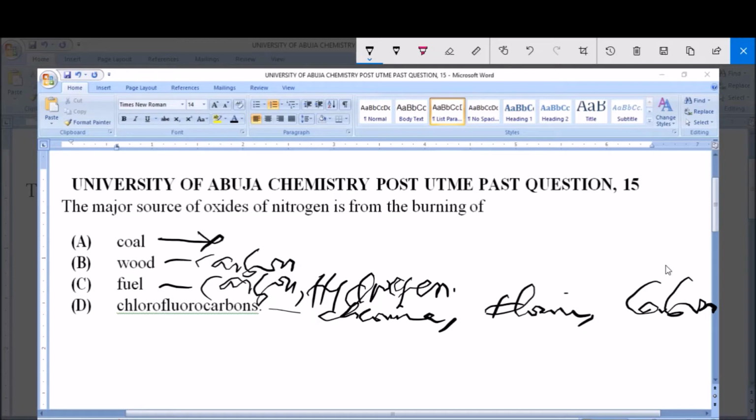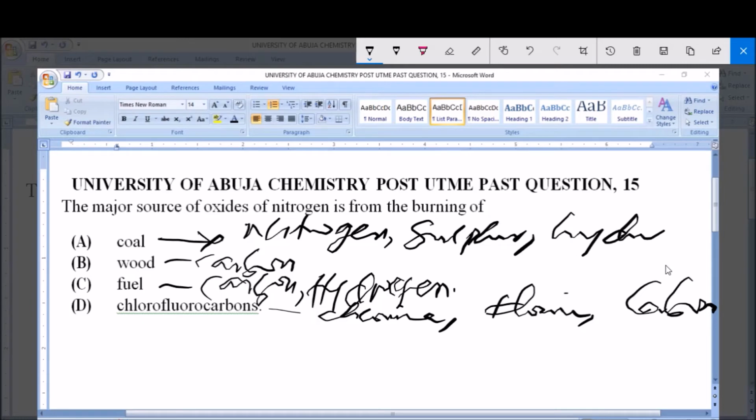Now, in coal we have nitrogen, we have sulfur, we have hydrogen, and we have oxygen. Now, what does it mean for it to contain oxides of nitrogen? When combustion or burning occurs, the nitrogen will be oxidized to give you an oxide of nitrogen. If there is no nitrogen in any of these substances, there will be no oxidation of nitrogen. But from my splitting and explanation, you notice that coal has nitrogen amongst its compounds.